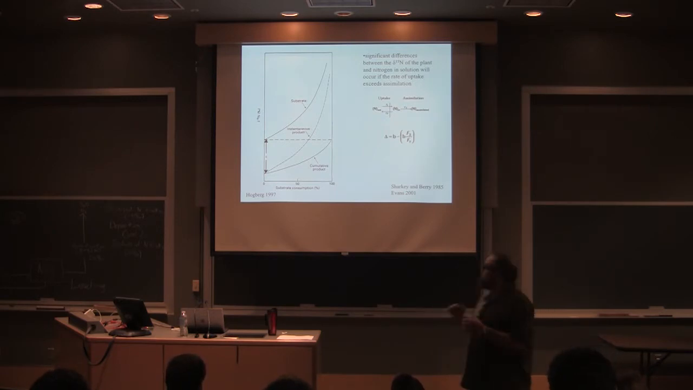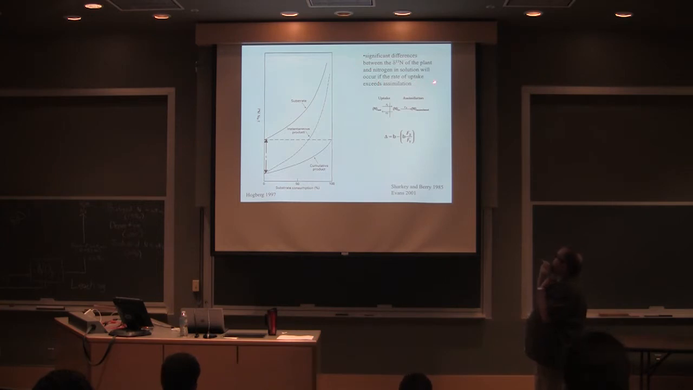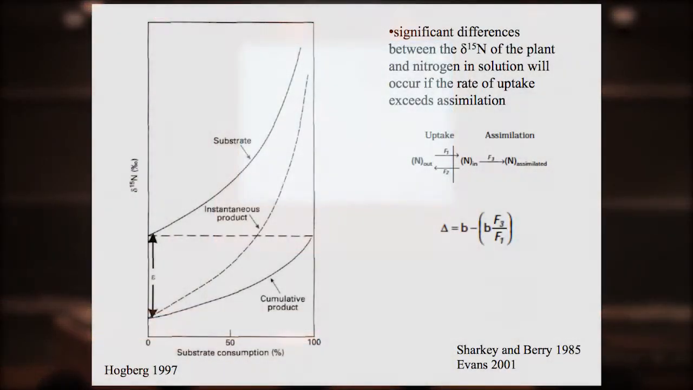So in a plant, what happens is there are significant differences between the 15N of the plant and the solution that it's drawing from if what's available for it to take up is much higher than its assimilation rate. So it's either using up all that pool, or it has the ability to make a choice enzymatically and is fractionating to a large degree.